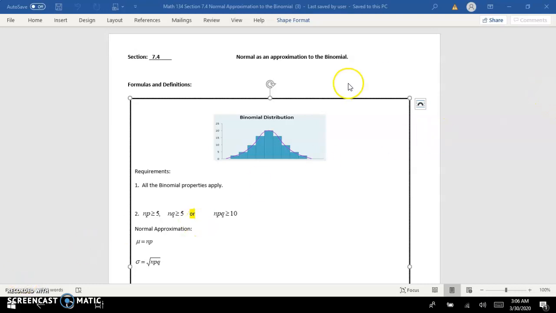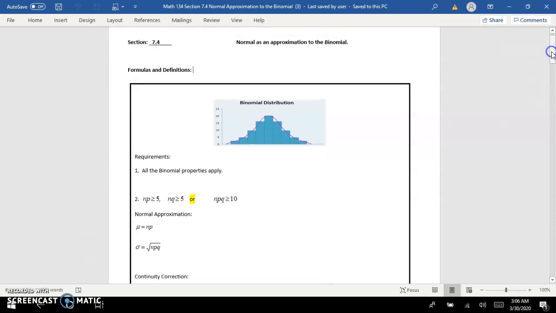Hello class. For this section, we're going to be talking about a binomial problem that's going to be approximated by a normal distribution. And here's the basic idea.